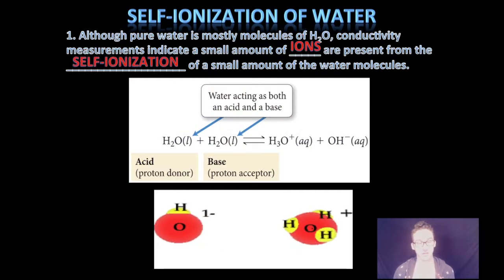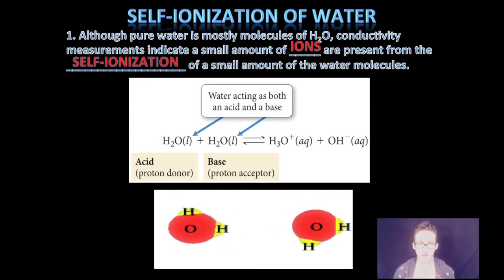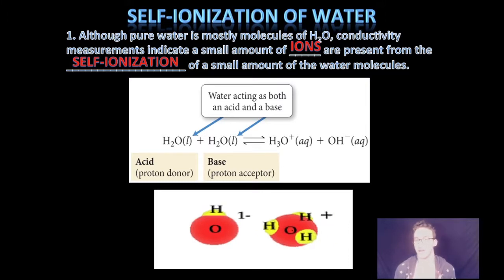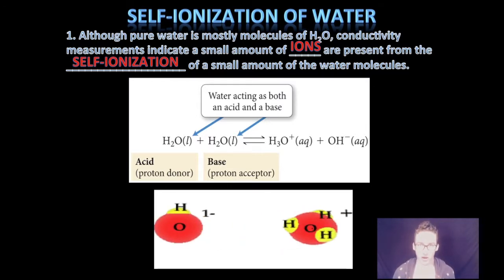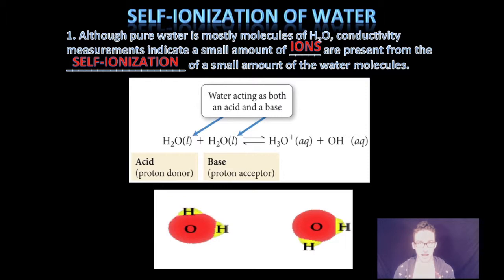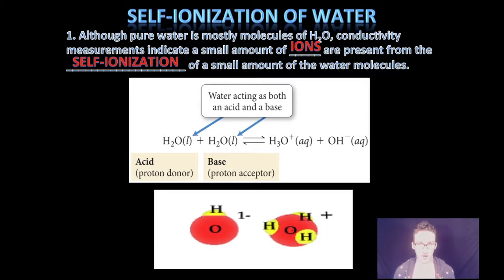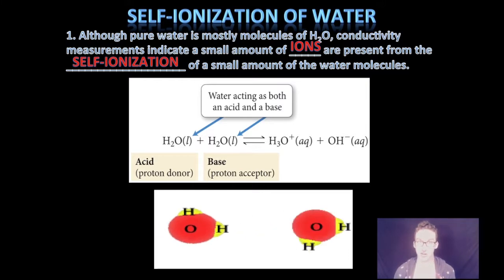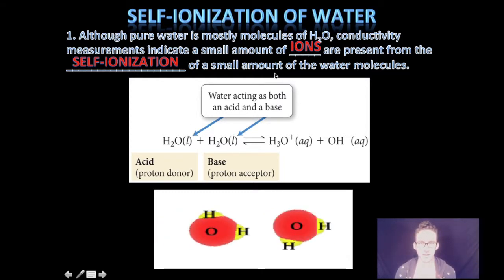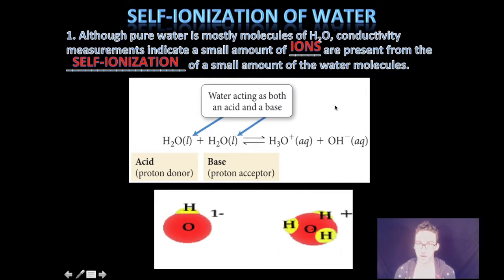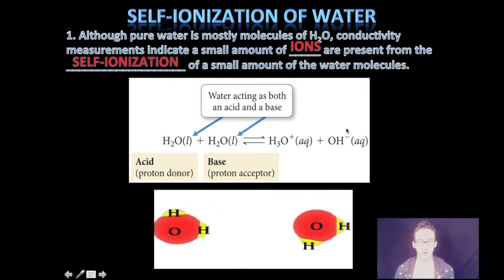Okay, so first things first, as we try to understand the concept of pH and what that means, we need to understand what's going on with what's called the self-ionization of water. Although pure water is mostly molecules of water, conductivity measurements indicate that there is a small amount of ions in pure water, and that's due to what's called the self-ionization or auto-ionization of a small amount of the water molecules.